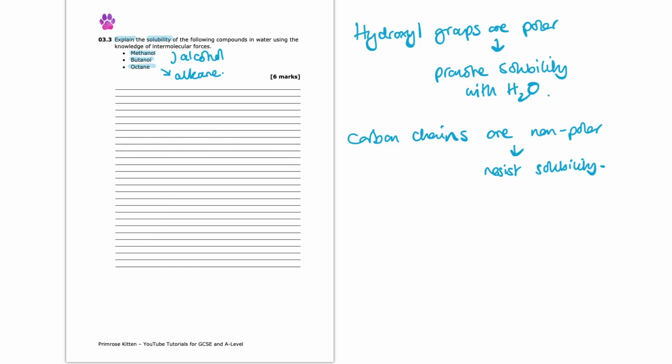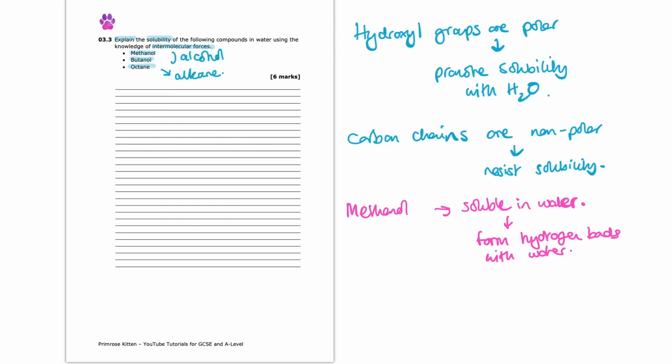So if we start with methanol. Now methanol is going to be soluble in water. If you think about what we said, it has that hydroxyl group, which is polar. So we know straight away that it is soluble. Here's something that we could say as well as it being soluble in water, is just talking about those intermolecular forces that the question said it wanted. I'm going to say that it forms hydrogen bonds with the water.